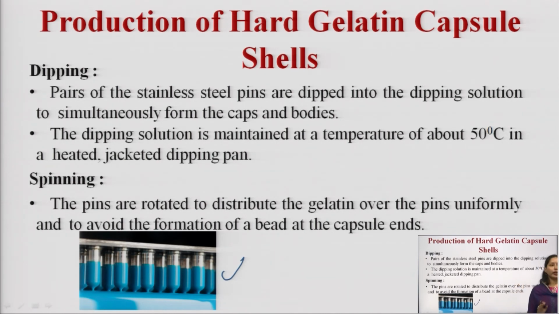The pins are rotated to distribute the gelatin over the pins uniformly and to avoid the formation of a bead at the capsule end. Then what will happen? We subject the pins to spinning, that is, we subject the pins to rotation, so that the gelatin is uniformly distributed over the pins and to avoid the formation of a bead at the end of the capsule. Here, like this, a bead will form. So, to avoid such formation, we rotate the pins.